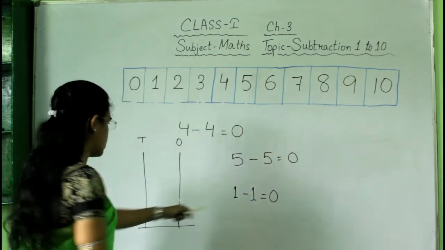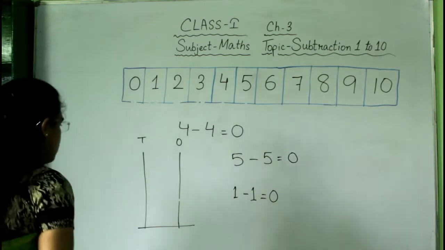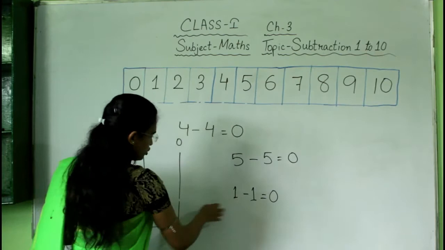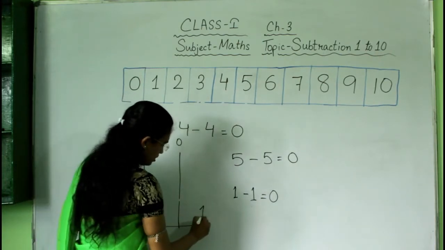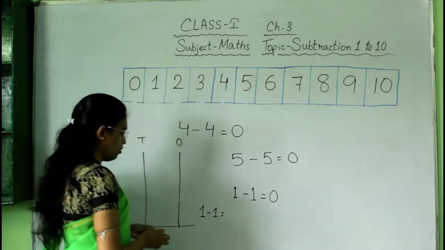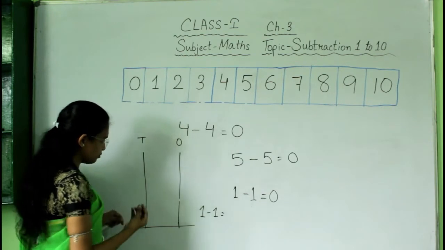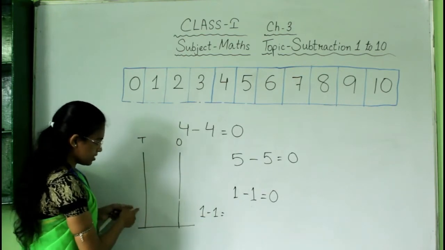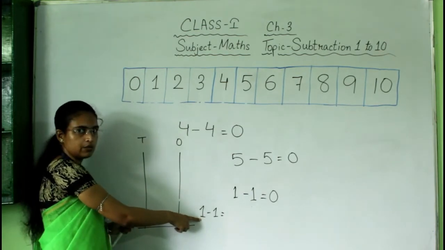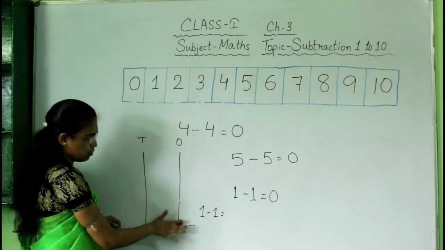If you do this thing in this abacus, now look, I am showing you this one also. What is the question? 1 minus 1. Okay. Now how many balls do we have to take? 1 ball. So why we have to put 1 ball in tens place? No, in ones place. Because we have only 1 digit number, right? So I have to put 1 ball in ones place.